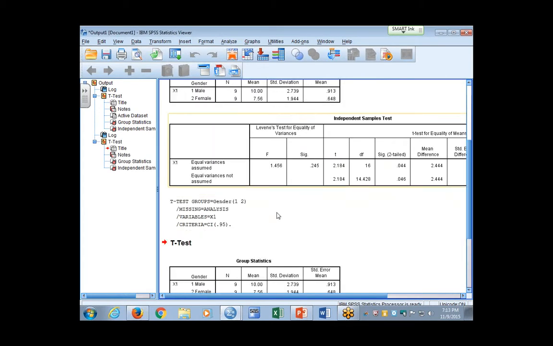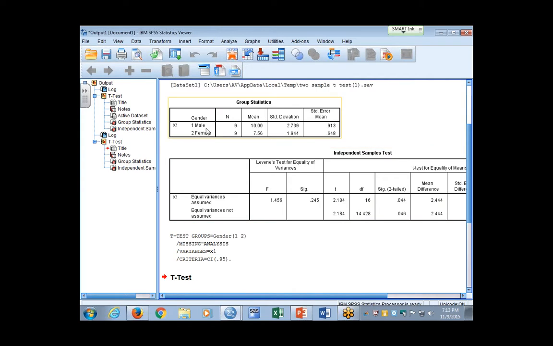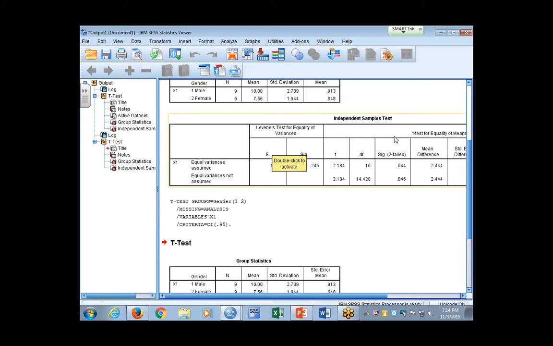Okay, so here we go. Let's see what it got. For the mean for males, it got 2.739. Looks familiar to me, right? For the standard deviation, well, let's not worry about that. For the mean for females, it got 7.56. Looks familiar to me also. Okay, so now it went ahead and did our t-test. Let's look at what happened in terms of the results of our t-test.